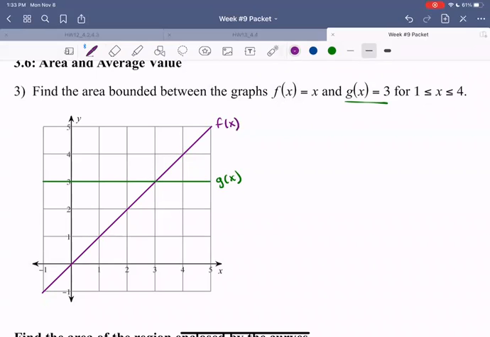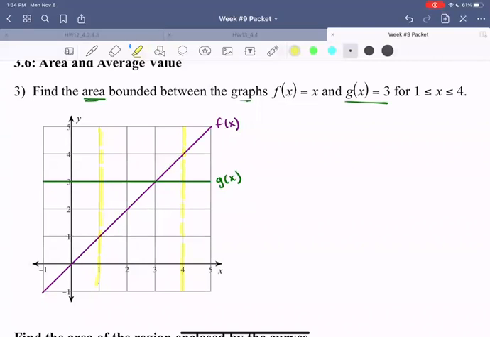So we want to find that area bounded between the graphs. And we're going to do this for when x is from 1 to 4. So let's find 1 and 4 on here as well. So 1 is here, and 4 is up here. So take a moment to pause the video and see if you can sketch in what area we are looking for.